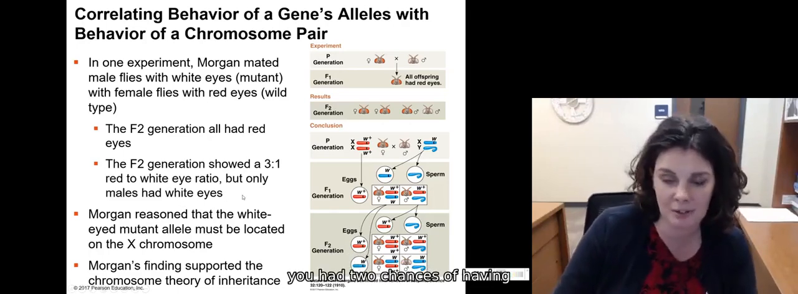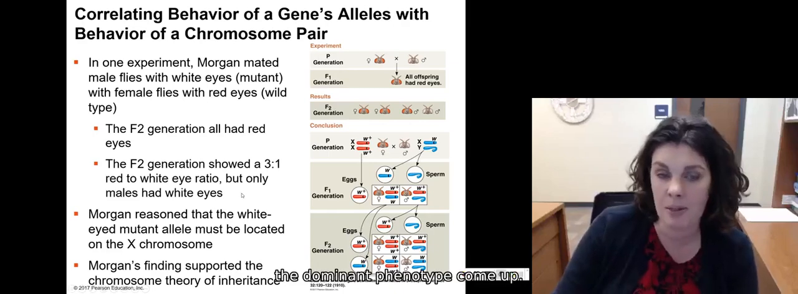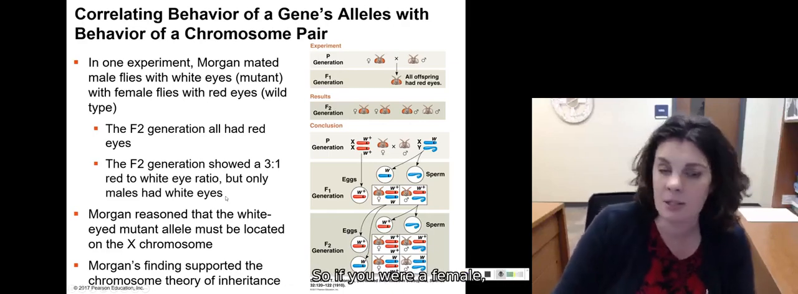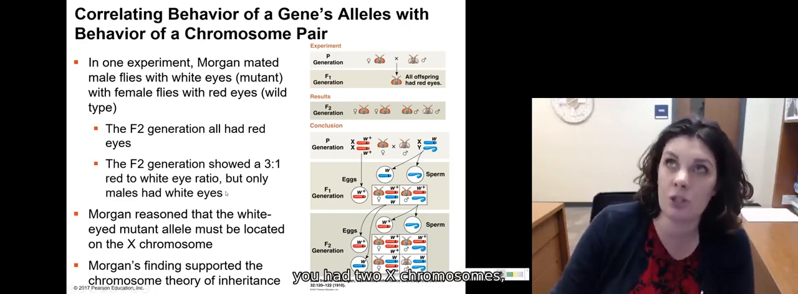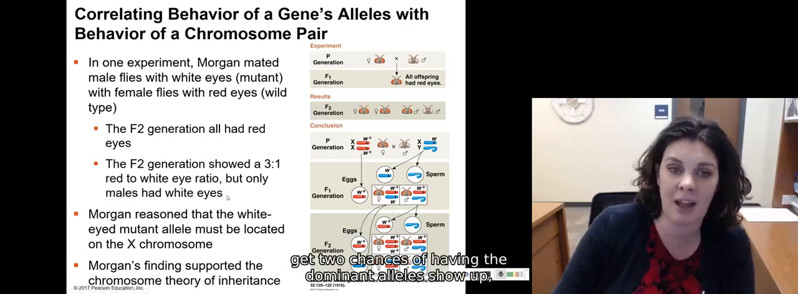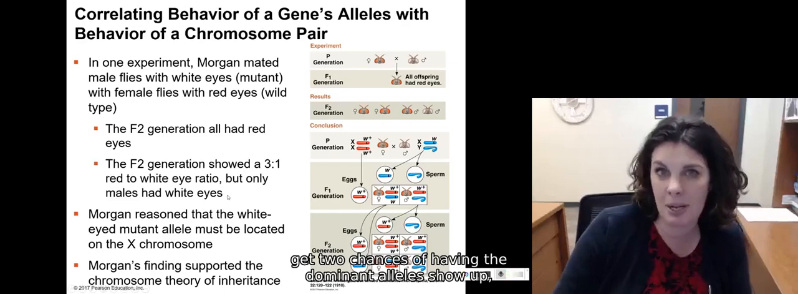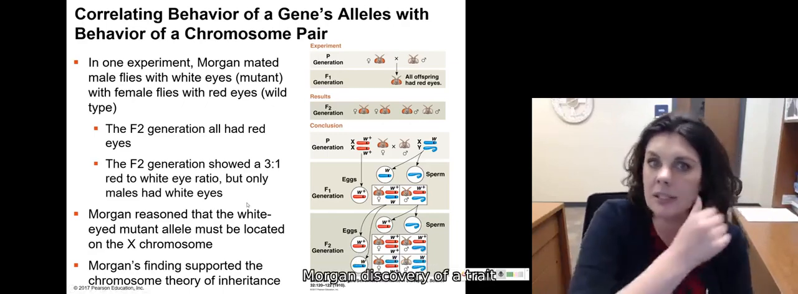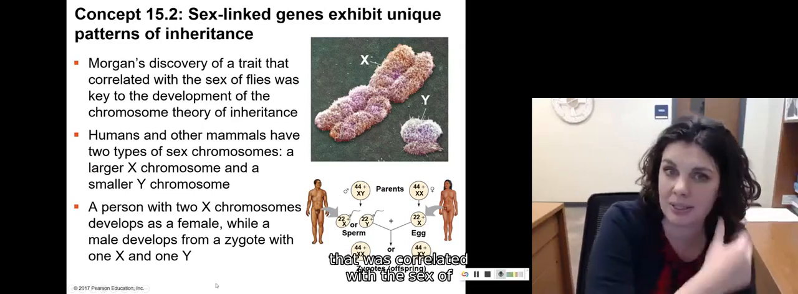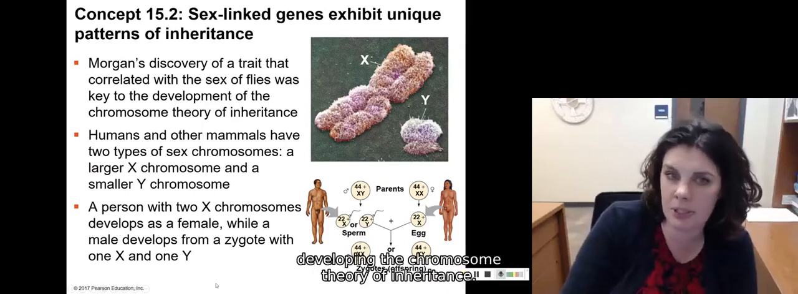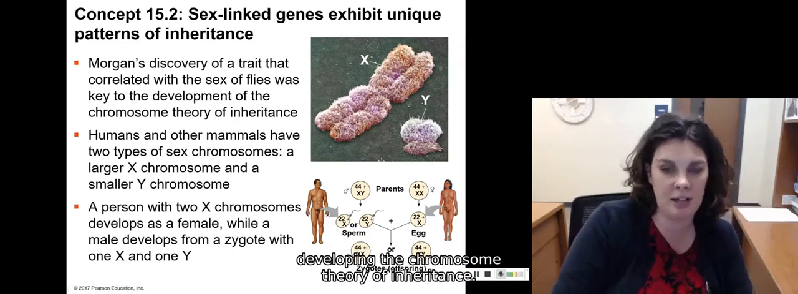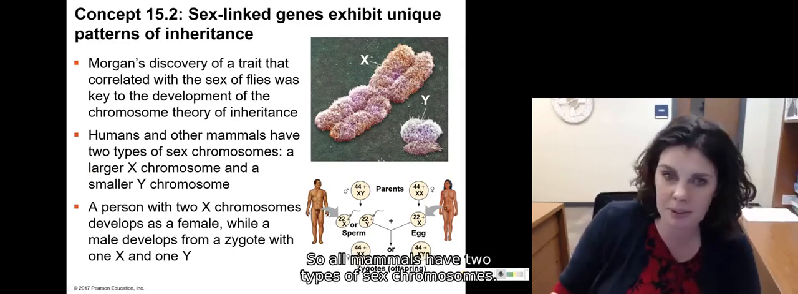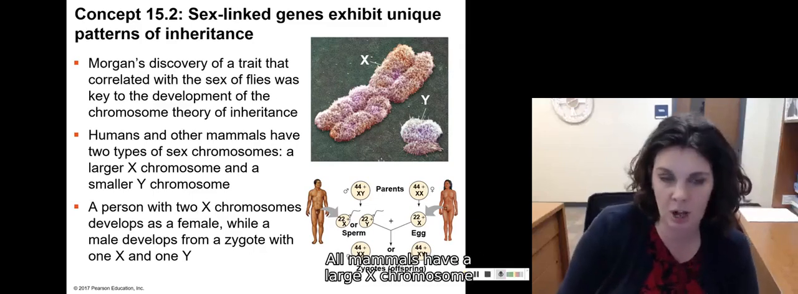But if you were a female, you had 2 X chromosomes. You had 2 chances of having the dominant allele show up. So you were more likely to not have that eye color. So Morgan's discovery of a trait that was correlated with the sex of flies was very important to developing the chromosome theory of inheritance. So all mammals have 2 types of sex chromosomes.